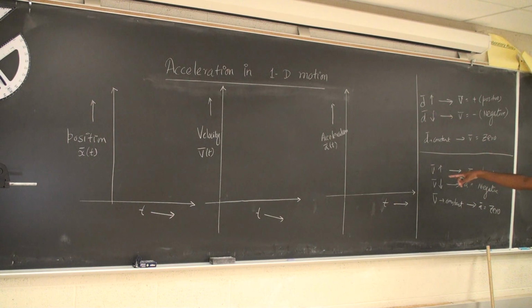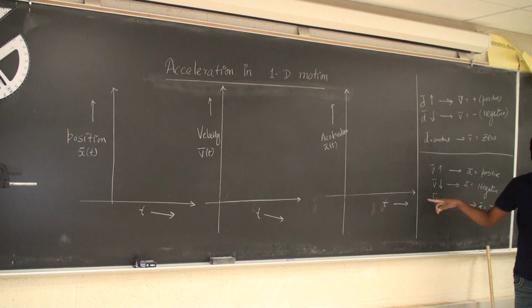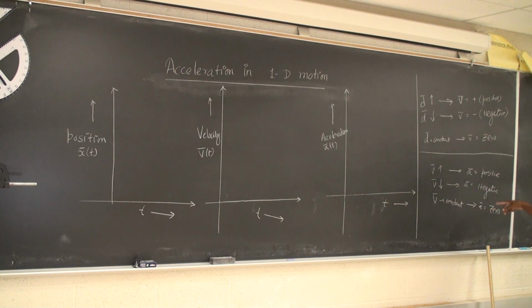Similarly, in this lab today, we are going to discuss these things. When the velocity increases, acceleration is positive. When velocity decreases over time, acceleration is negative. And when the velocity remains constant with respect to time, acceleration is zero. So keep this fact in mind.